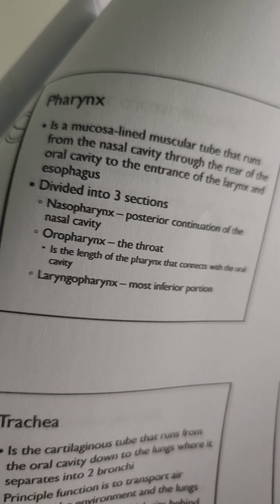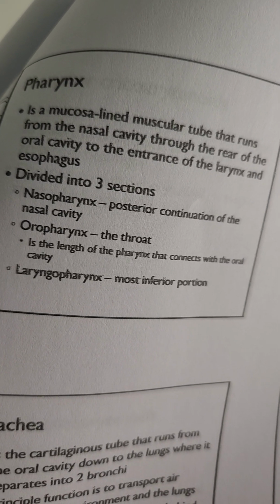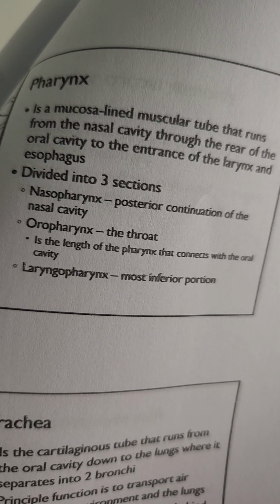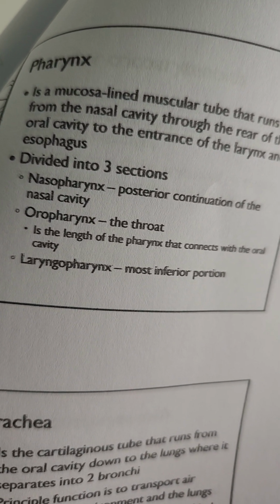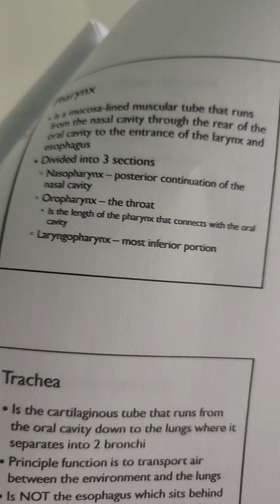It's divided into three sections. Nasopharynx, which is the posterior continuation of the nasal cavity. Oropharynx is your throat, the length of the pharynx that connects with the oral cavity. And laryngopharynx is the most inferior portion.